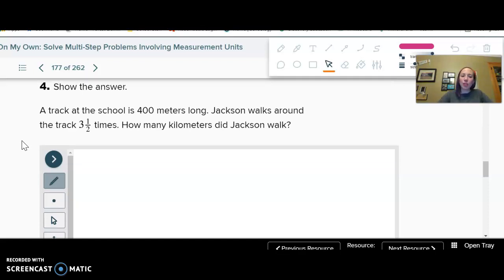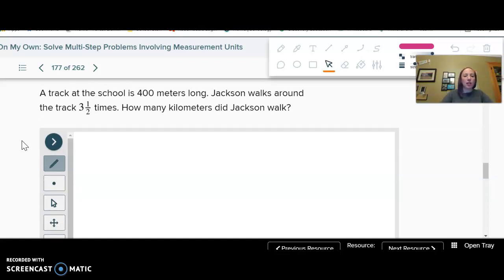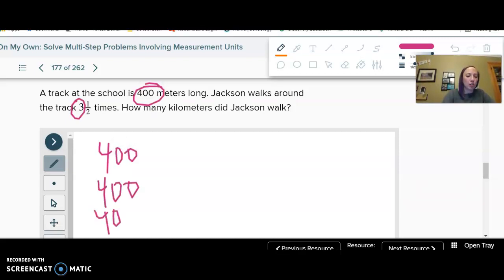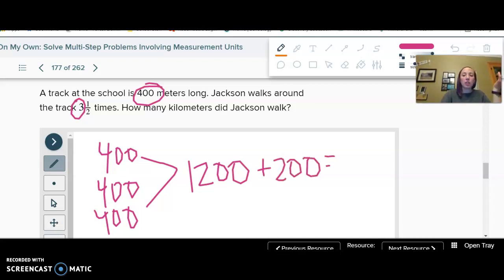All right, hopefully you got it, or at least gave it a good shot, engaged that brain. Let's just say if it's 400 meters and he walks around it 3 times. Well, that's 400, 400, 400, right? So 3 times 400 is going to be 1,200. Another half a time, well, half of 400 is 200. So I know he went 1,400 meters.